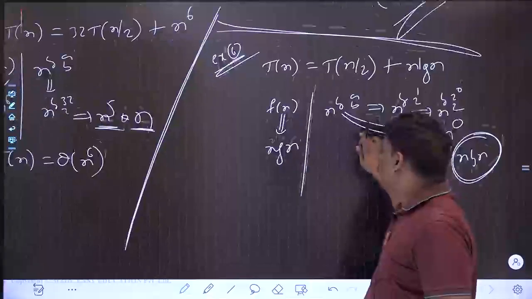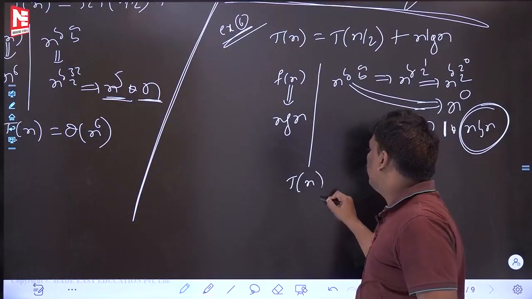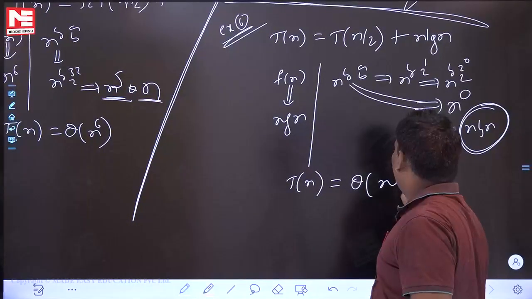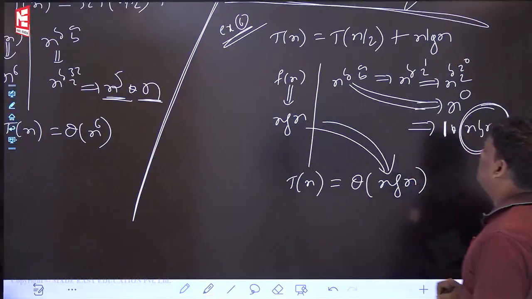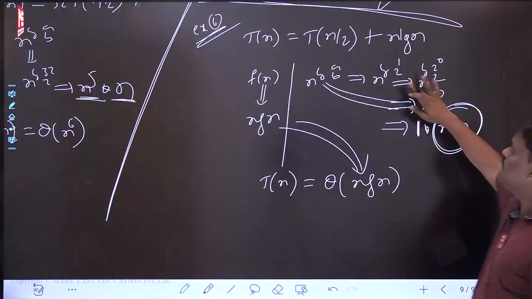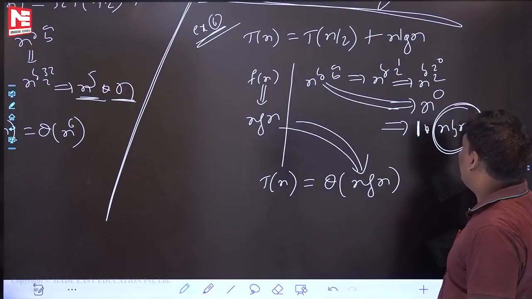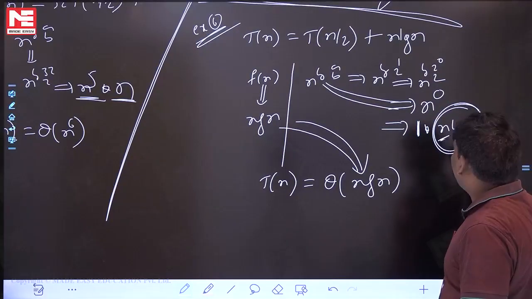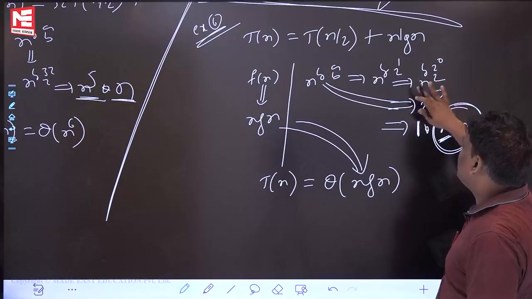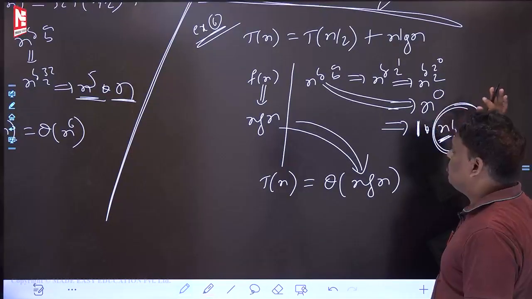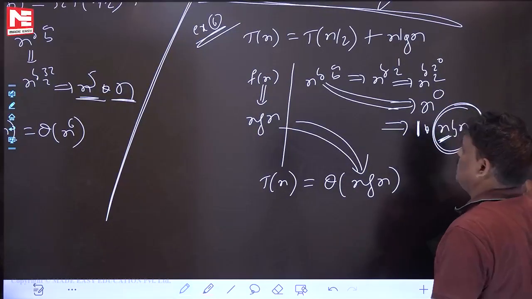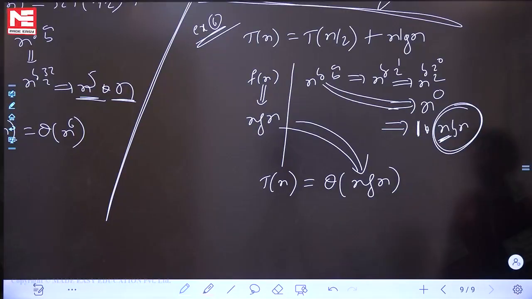So what is the answer? Whoever is bigger is the answer. T(n) is equal to theta of n log n. Please take care, it is a nice problem. The right hand side is smaller by n log n times, and since n is there, it is polynomial times smaller. So according to the master theorem, whoever is bigger is the answer. That is example 6.